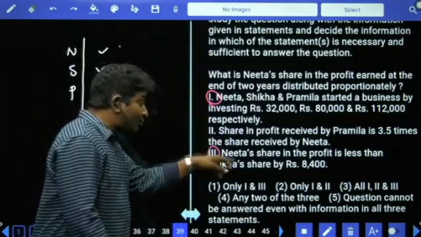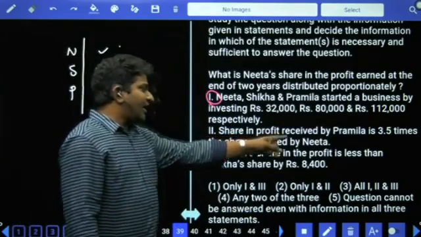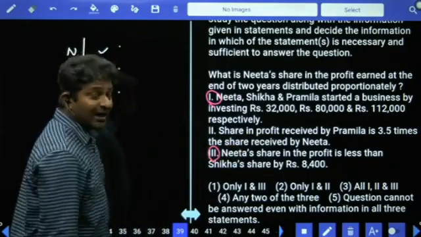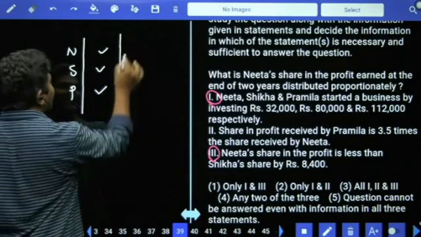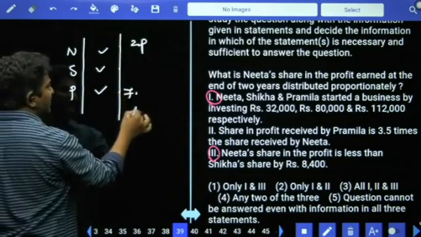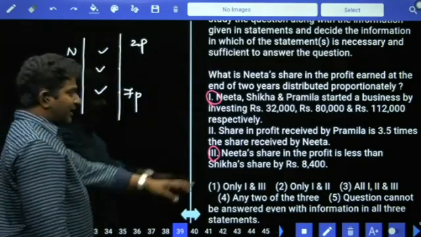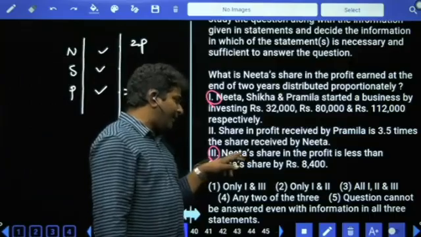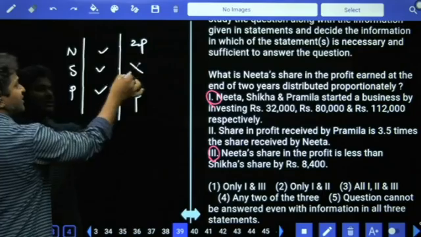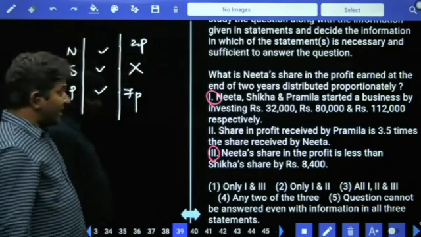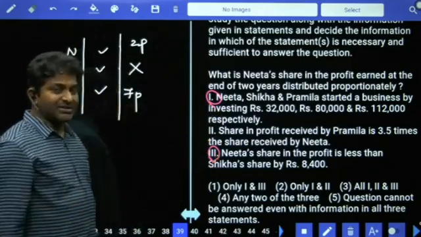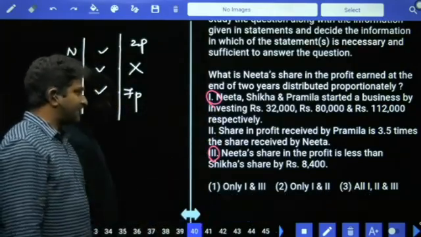Will you get the answer using 2 and 3? Here, share in profit received by Pramila is 3.5 times that received by Nita. If Nita is getting 2 parts, Pramila is getting 3.5 times, that is equal to 7 parts. But in the third information, they are comparing Nita's share with respect to Shiksha. Here Shiksha's share is not given. Hence 2 and 3 will not give you the answer. Only 1 and 3 will give you the answer. That's it.